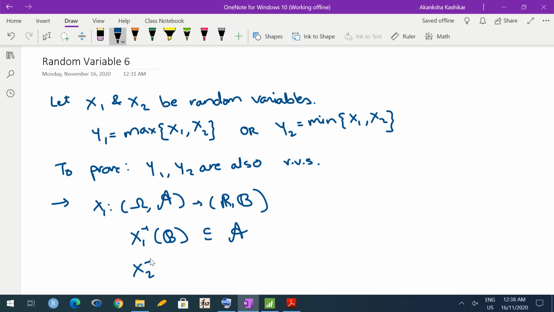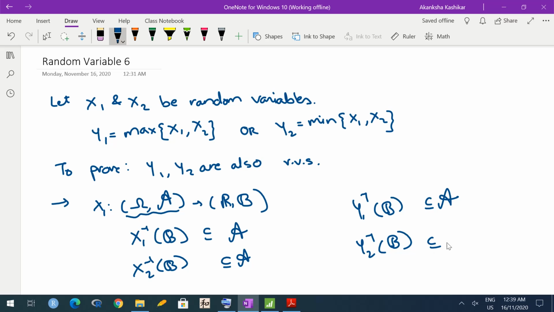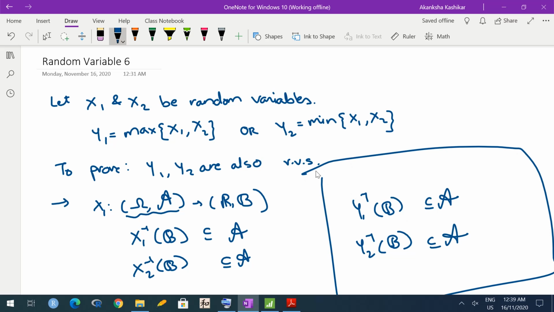Same thing is true for x2. x2 inverse of B should be in script A. Of course, we have defined x1 and x2 on the same sigma field. Otherwise, we can't take their maximum, minimum, etc. And now what we want to prove is y1 inverse of script B should also be a subset of A, and y2 inverse of script B should also be a subset of A. This is what we want to prove.